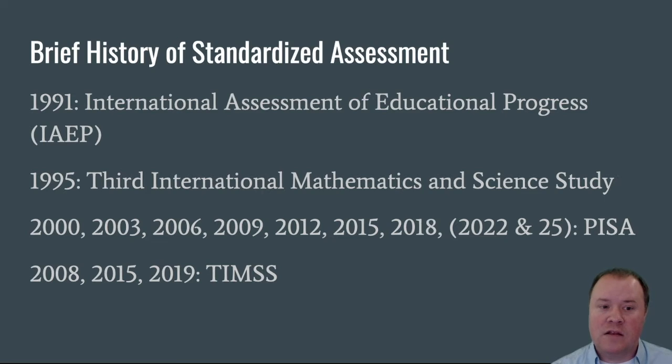In 1991, we had the International Assessment of Educational Progress. In 1995, the Third International Mathematics and Science Study. So remember, there was the first one and the second one. Now we have the third one, which then became TIMSS, the Trends in International Mathematics and Science Study. They didn't want to change their acronym again every single time they did this test. And we also have the PISA, the Program for International Student Assessment. Those have been going on since 2000. The TIMSS, once they changed their name, is about every 4 years: 2008, 2015, 2019, and so on. And there we are to today.